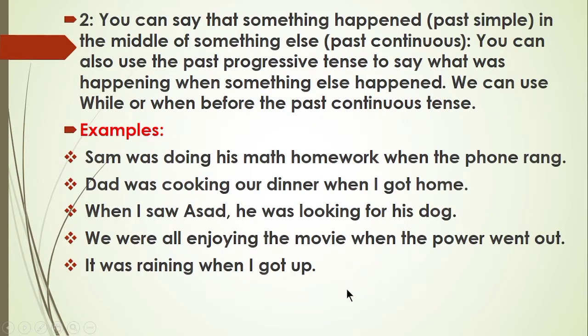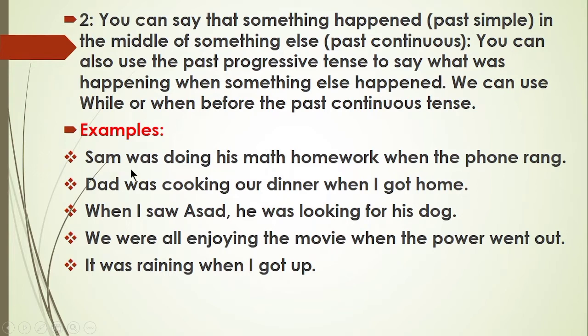Okay. You can say that something happened, past simple, in the middle of something else, past continuous. Here it is a situation when two actions happen, one in progress while another happens that is completed. You can also use the past progressive tense to say what was happening when something else happened. So one thing happens that is completed and another remains in progress. So we have two actions, one in progress while another completed. We can use while or when before the past continuous tense in such situation.